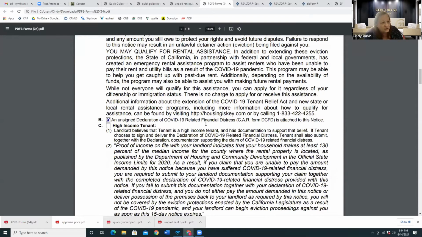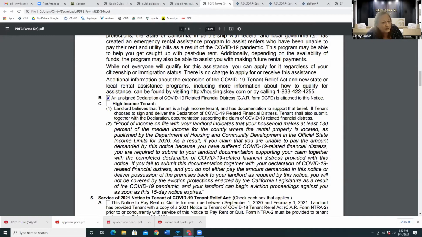An unsigned declaration of COVID, that's the form we talked about before, the DCFD, is attached to the notice. So we have to send that in. To remind you, they put it right in here. Now, there are exceptions for high income tenants. And I think we probably have plenty of high income tenants because we rent out plenty of high income properties. The landlord believes that the tenant is a high income tenant and has documentation to support that belief. I don't know what that would be, other than whatever the tenant gave them at the time they entered into the lease. You know, they showed them that they own a company that's worth $3 million or something, or that they have it in the bank, whatever.